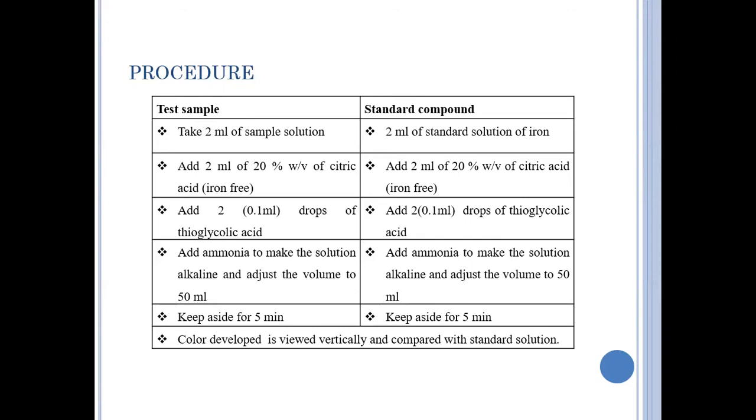In the next step, we have to add ammonia to make the solution alkaline, because we have seen that ferrous thioglycolate requires alkaline medium so that its color is visible. Then we have to keep our Nessler cylinders of both test as well as standard for 5 minutes for the color to develop. Color developed is viewed vertically and compared with that of the standard solution. So now let us see the procedure.